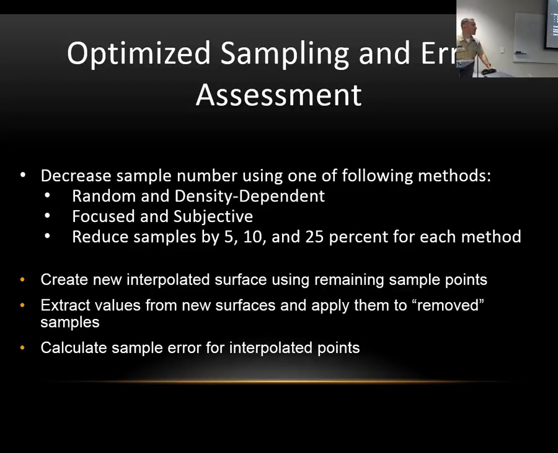The next step, once I've removed flight lines, would be to create a new interpolated surface off of the remaining sample points. Once I did that, I would then extract the values from the lines that had been removed using the extract from grid tool, and then plot the error. So whatever the difference was between the interpolated snow water equivalent and the actually measured snow water equivalent, that would tell me what my error was for that line.